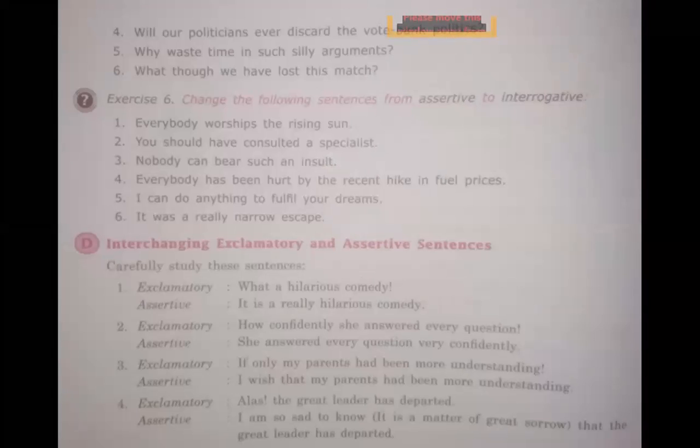Exercise 6, change the following sentences from assertive to interrogative. Now we have assertive sentences, we need to change into interrogative. Let's see, the first sentence is, everybody worships the rising sun. कि हर कोई जो है राइजिंग सन को जो है वर्शिप करता है. अगर इसको इंटेरोगेटिव में बनाना है तो इसका बनेगा हु डजंट वर्शिप द राइजिंग सन. देखो सेंस सेम है कि कौन नहीं वर्शिप करता है, का मतलब सारे के सारे वर्शिप करते हैं. एवरीबडी वर्शिप्स द राइजिंग सन एंड हु डजंट वर्शिप द राइजिंग सन मीन्स कि कौन नहीं करने का मीन्स सभी के सभी जो है राइजिंग सन को वर्शिप करते हैं.